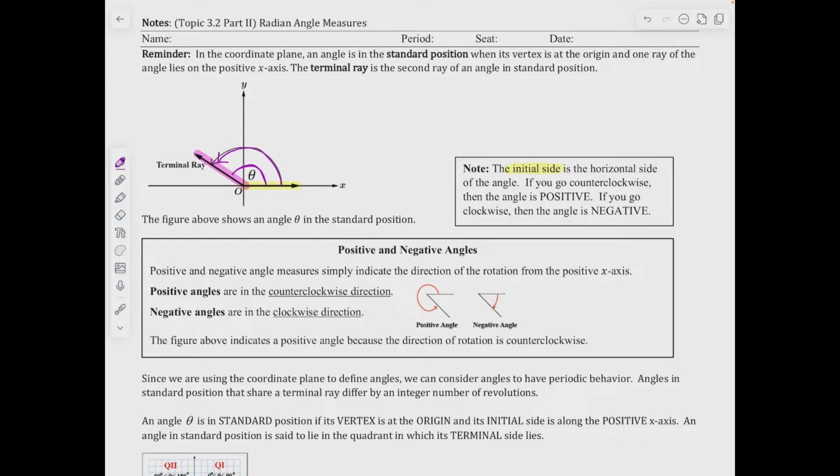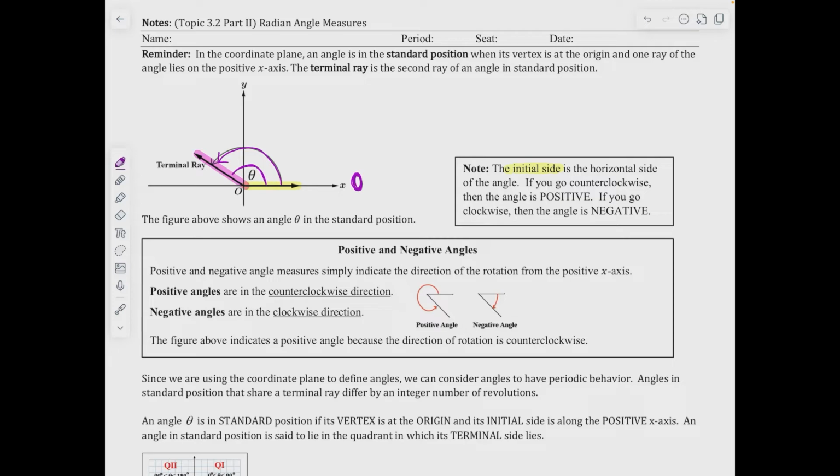Okay, so the first thing you have to know is which way we open for positive and negative angles. In the box it says positive and negative angle measures simply indicate the direction of the rotation. So 3 o'clock on a standard clock is going to be 0. That's where we start because of the positive x-axis. If you are opening to a positive angle, you are going counterclockwise, which is what we did in our example.